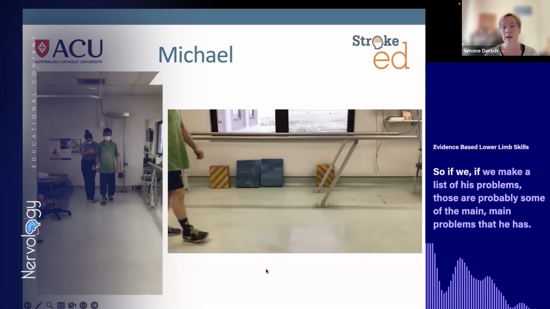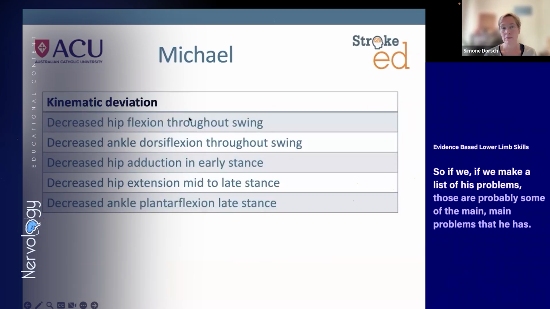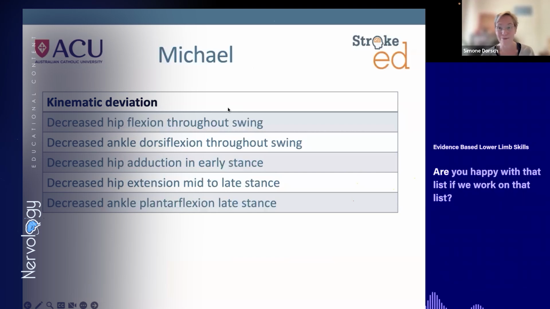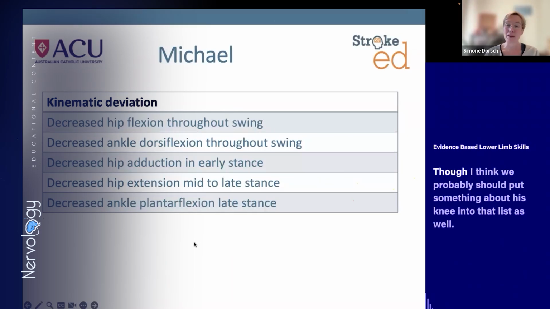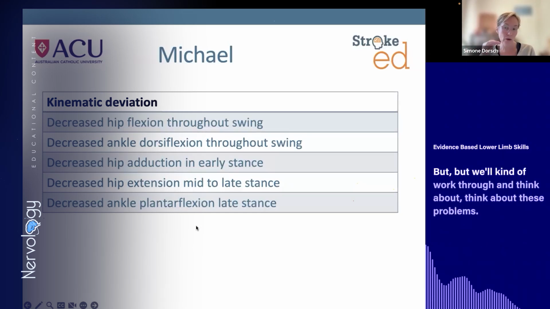So if we make a list of his problems, those are probably some of the main problems that he has. Are you happy with that list? If we work on that list, that's the list I made, though I think we probably should put something about his knee into that list as well. But we'll work through and think about these problems.